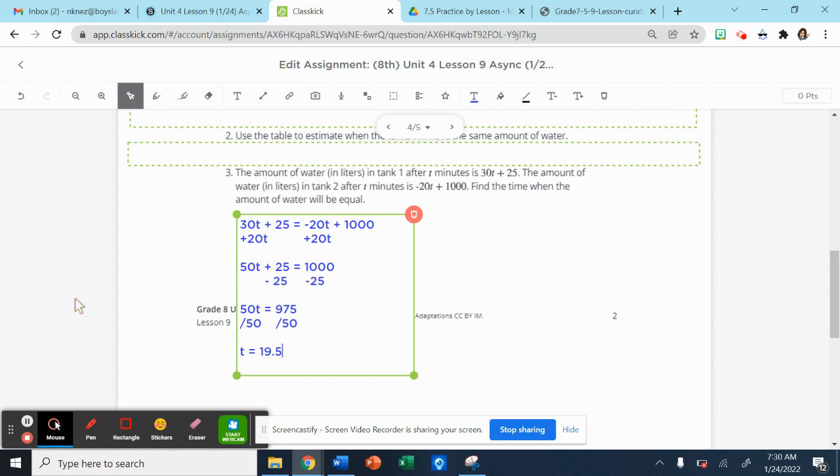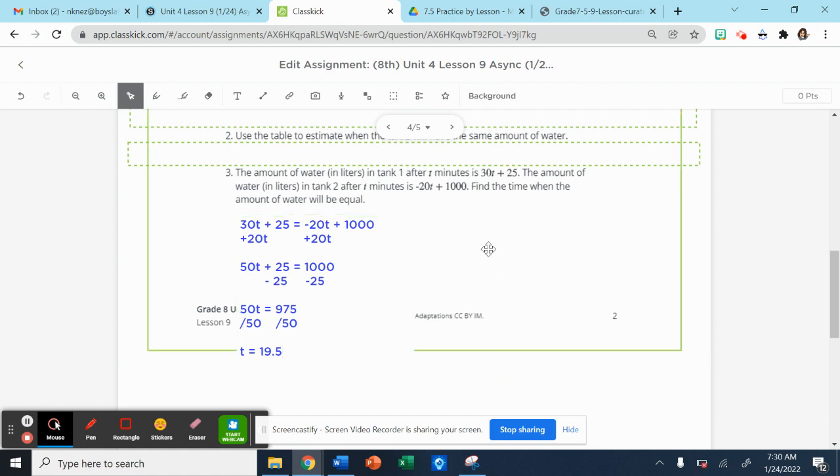So the important thing here to notice is that if we set these two equations equal to each other, we can see when they will have the same value. At what time will the amount of water be the same in both tanks?